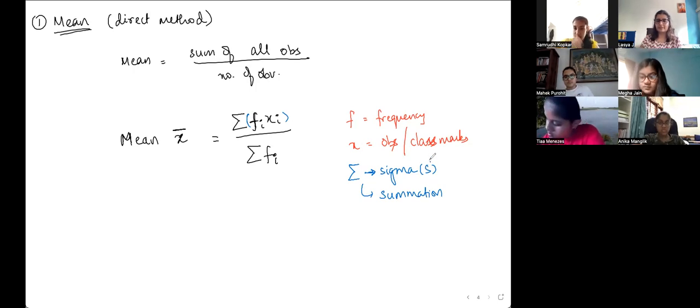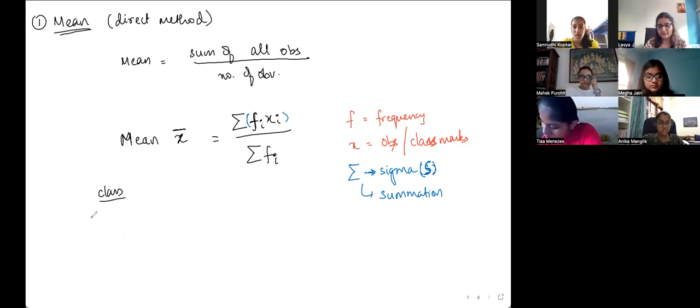So this is capital S. Okay, so this is the formula for mean. Now let's dissect it and see what it means. Suppose we have a table. Let's take a random table, let's say of all my classes. We'll do a small table just so it's easy to figure.